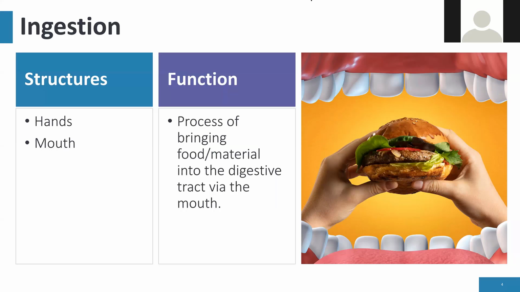Okay. And so moving through them a little more in depth, what we started with is ingestion. And kind of facetiously, the structures are the hands and mouth. You've got to take the food and put it in your mouth. Hands are not officially a structure of the digestive system, but obviously we've got to get the food in somehow. So it's really the mouth, just receiving the food.